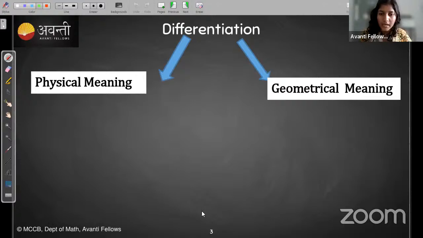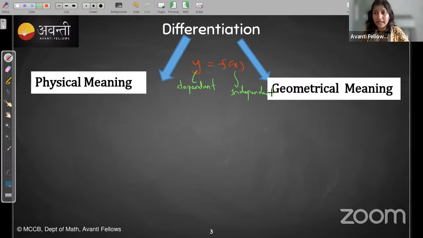Okay. So now we will see differentiation. We'll see the physical meaning of differentiation as well as the geometrical meaning of differentiation. First, differentiation is nothing but the rate of change of one function with respect to some other variable. It's the rate of change of one quantity with respect to another quantity. Here we are studying differentiation with respect to functions. So let's consider the function y is equal to f of x. Here y is known as the dependent variable, and this x is the independent variable.